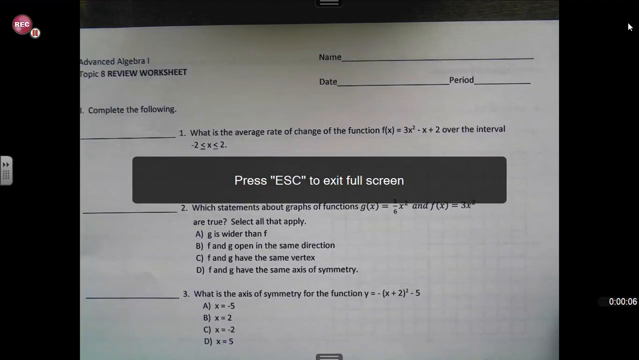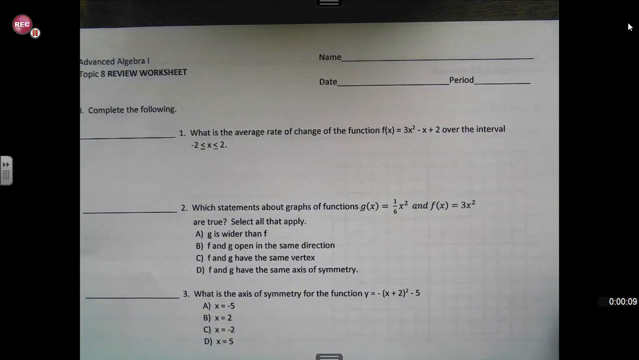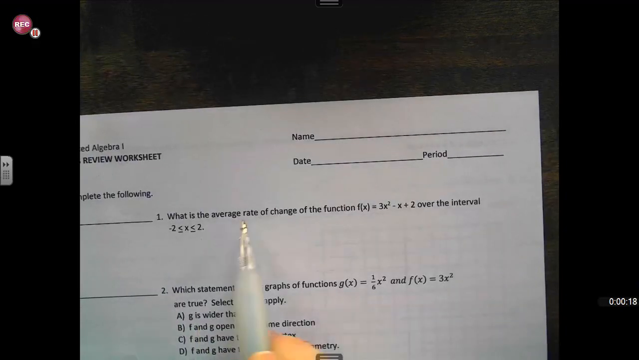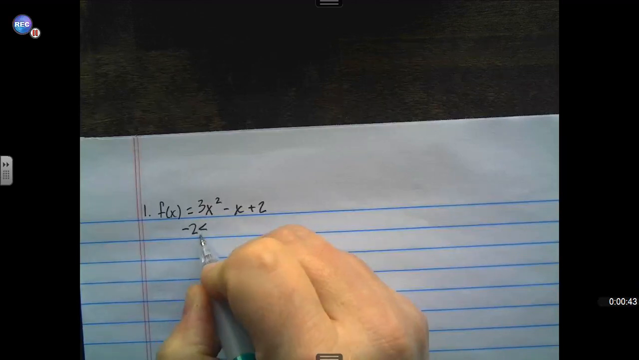This is the review for topic 8 in Advanced Algebra 1. So let's get started here. Remember, when it says average rate of change, they're asking us to find the slope. And the points are generated by the equation f of x equals 3x squared minus x plus 2, and they want us to find the average rate of change over the interval -2 is less than or equal to x, less than or equal to 2.